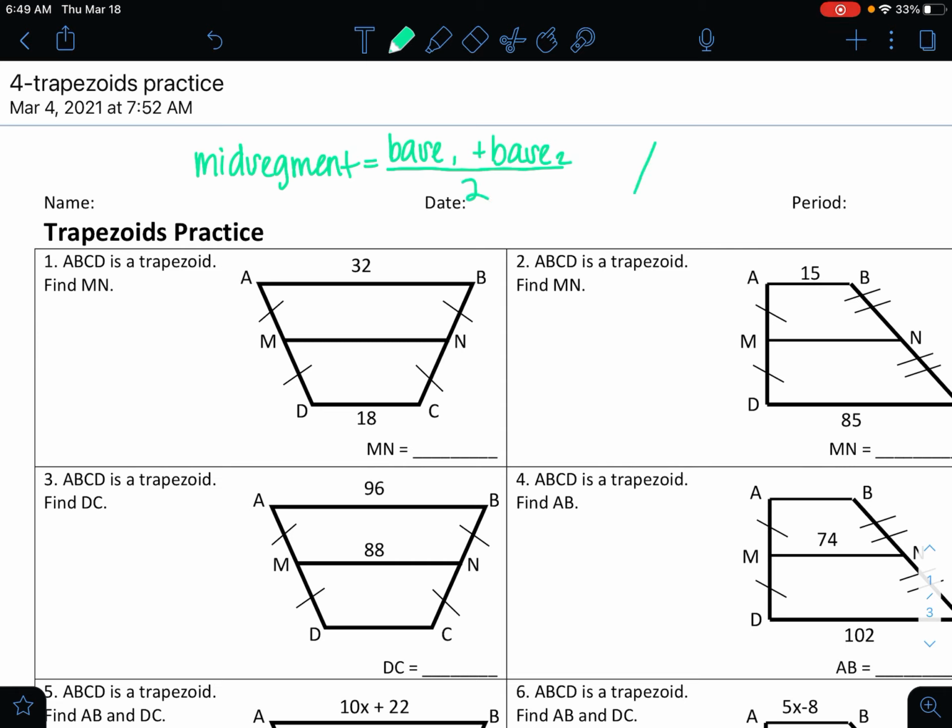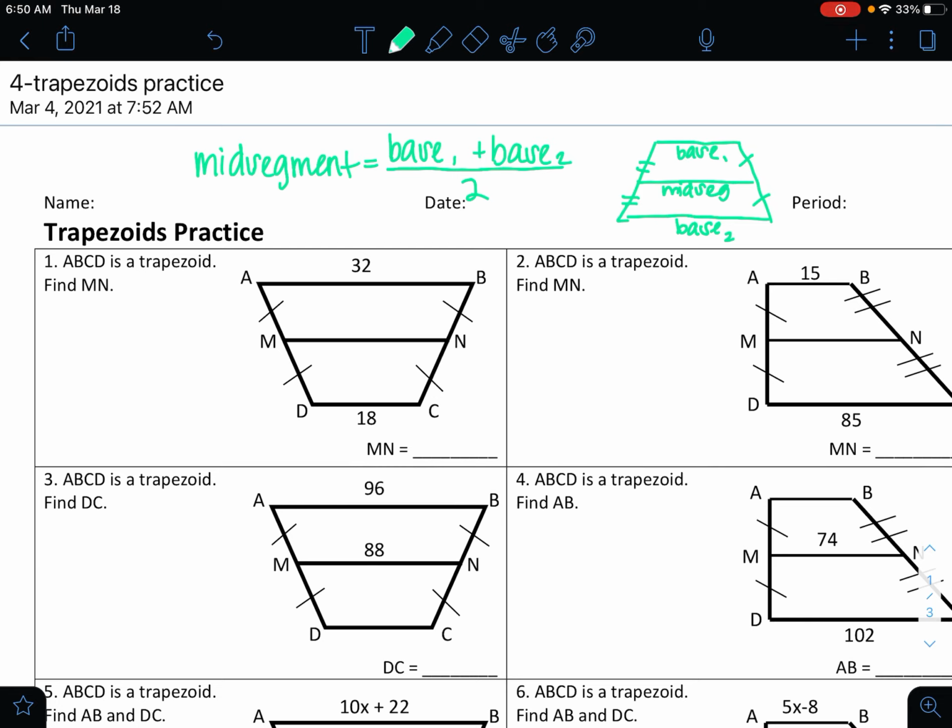In a trapezoid, this is a base, this is a base. You can call that base 1 and base 2, or you can call the top one base 2, it doesn't matter. Across the middle is the mid segment. Since it's in the middle, you know that these two parts are congruent, these two parts are congruent, and these two parts are congruent.